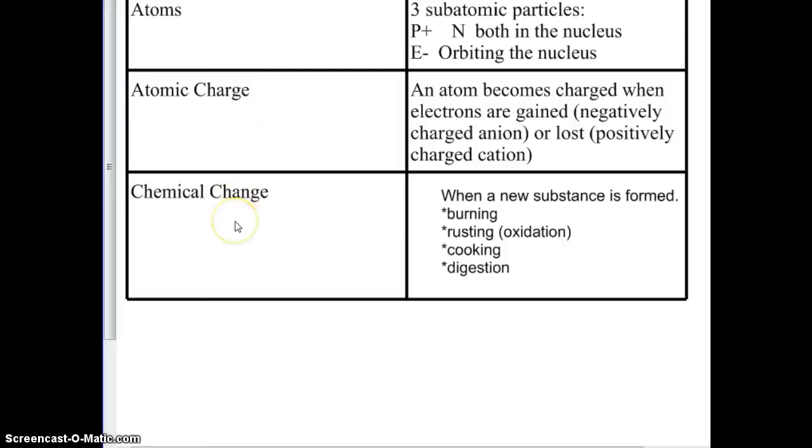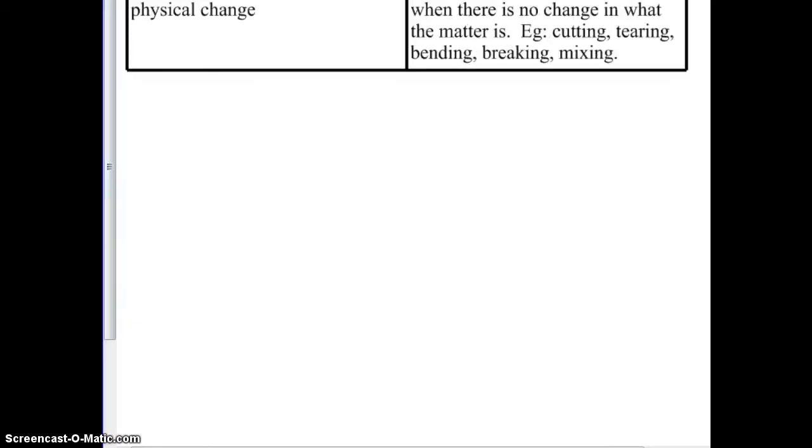You also need to know the 4 types of chemical changes, so you can be able to identify if something is a chemical change. And then the last thing that you need to know is physical change. So if you break something or bend something, it's still that same matter. It doesn't change the matter.